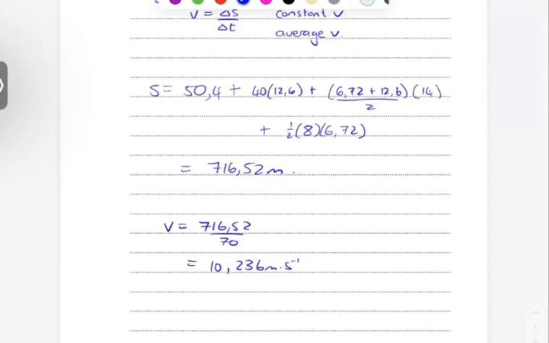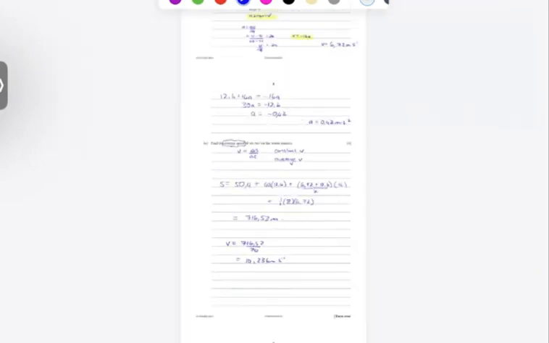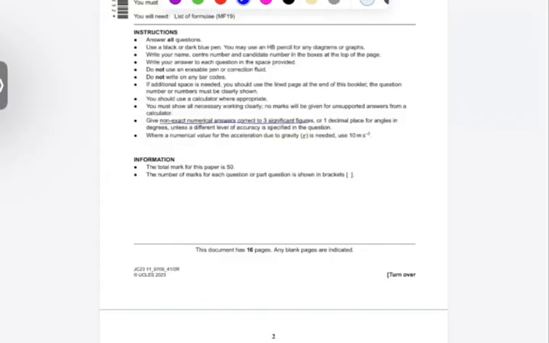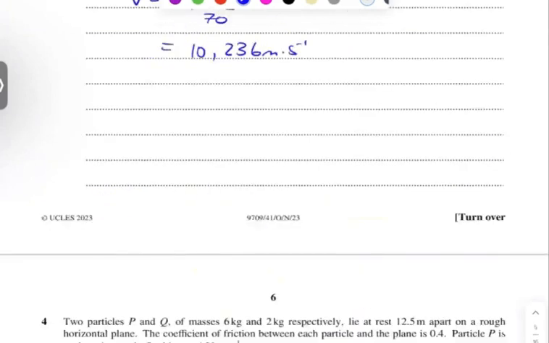Okay, if we take a look at the mark scheme, they will give you the marks, but they generally say here non-exact values should be rounded off. So if it's an exact value, you need to give the full value, and if it is not an exact value, then you can round it off to 3 significant figures.